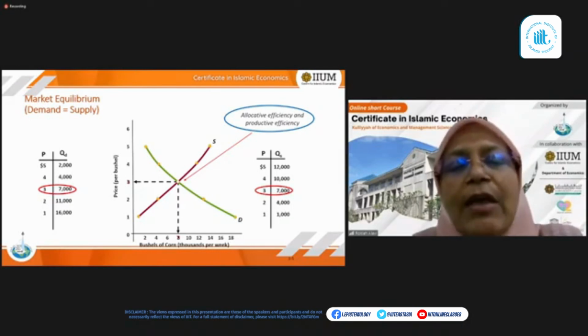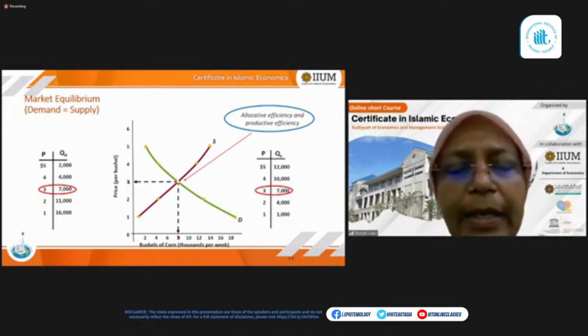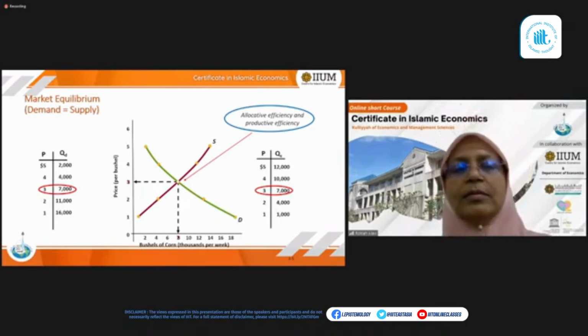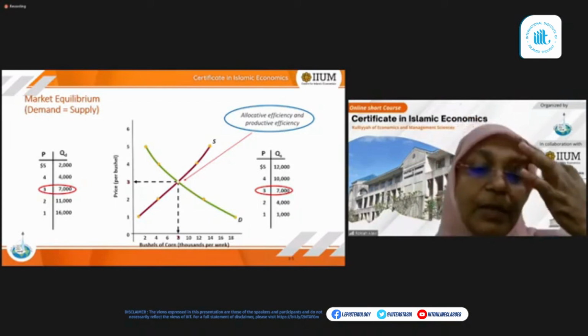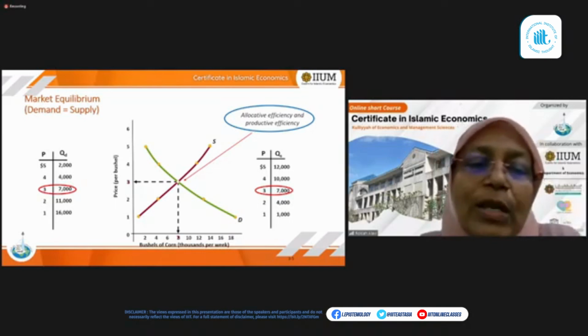There's allocative efficiency. This is the optimal quantity. There is no case where they go to the market wanting to buy corn and there's no corn. There is no such thing when there's equilibrium. So when the market is in equilibrium, there's allocative efficiency. Society gets what they want most.